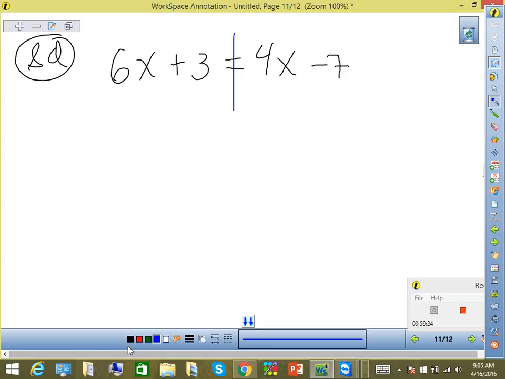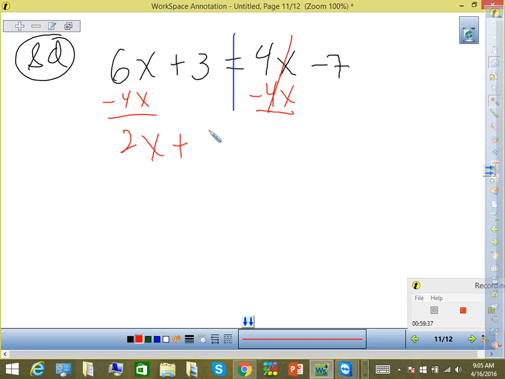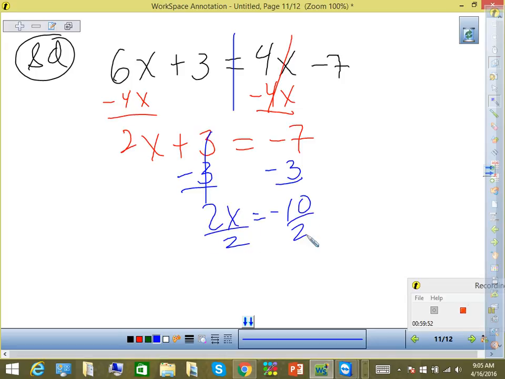Smallest one. Very good. What is the smallest one? So what is the opposite of positive 4x? Negative 4x. These cancel. We're left with 2x plus 3 equals negative 7. Do we know what to do from there? Yes. So let me go a little bit faster. Minus 3 minus 3. 2x equals negative 10. Divide by 2. X equals negative 5.